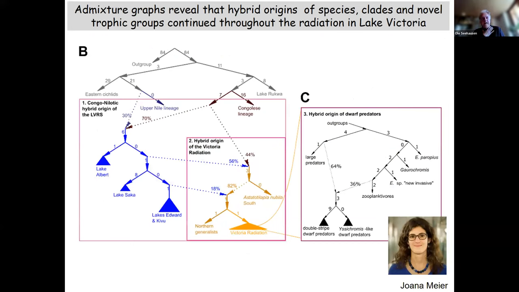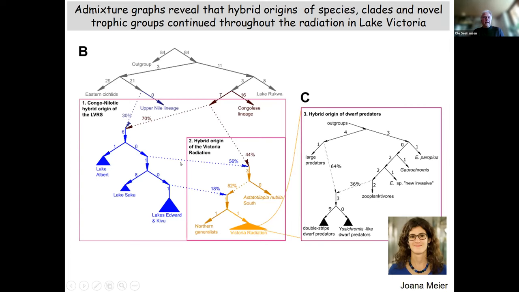Work in progress by Joanna is showing that radiation, even within Lake Victoria, the origin of new species, the origin of new clades, and the origin of entire trophic groups is again and again associated with major hybridization events. So here's the origin of this entire regional lineage that Joanna showed several years ago to be of hybrid origin.